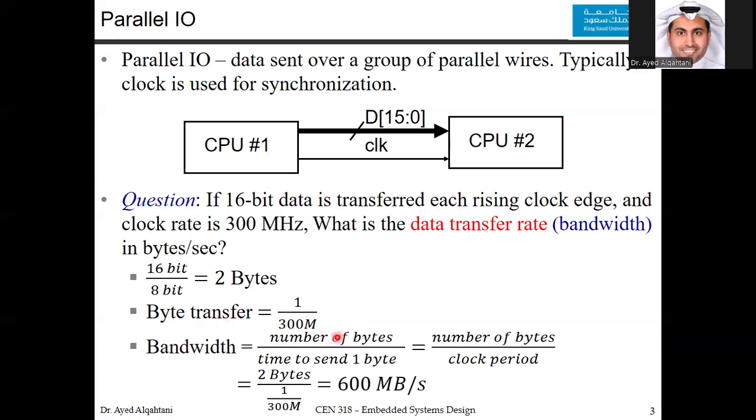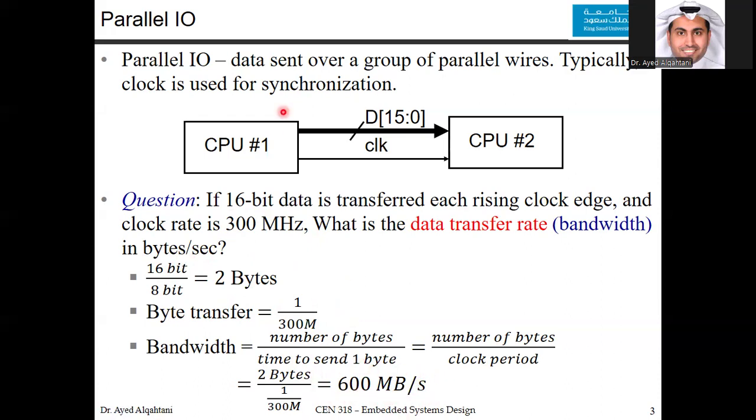Now, the bandwidth would be the number of bytes divided by the time to send a single byte, or you could say the number of bytes divided by the clock period. And now we know that the number of bytes, since it's 16 bits, is 2 bytes, divided by this amount of time, which is 1/300 meg. And that will give us the bandwidth, which is 600 megabyte per second. Be careful of the unit. Sometimes we measure it in megabyte per second or megabit per second. It depends on the situation. Since he required it to be in bytes per second, this is the result that we have.